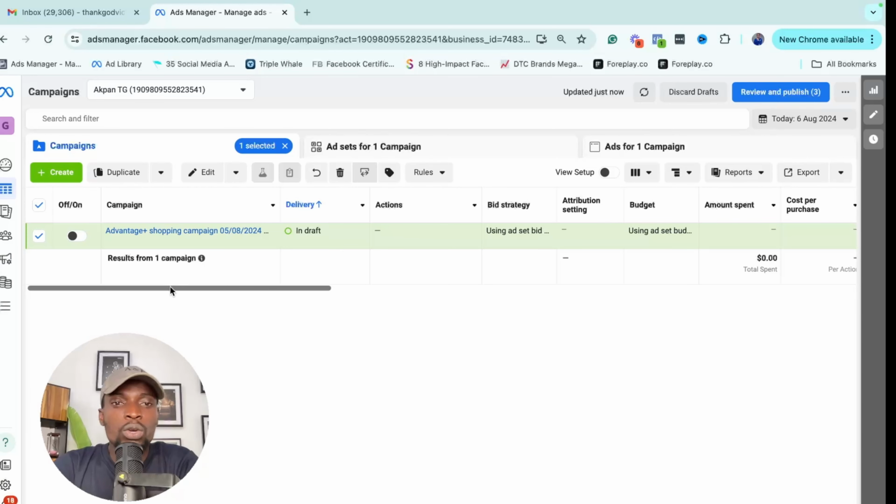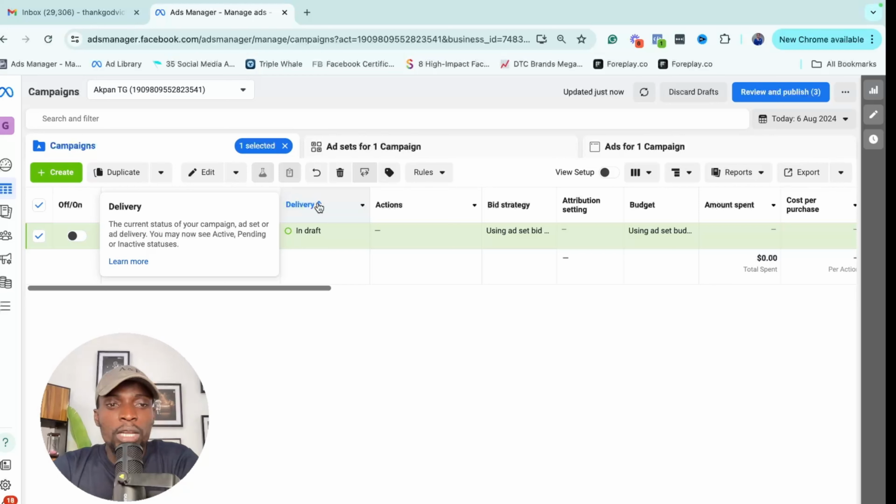Now, one key thing to look out for after that is the delivery. Now, a lot of people don't actually look at this, but it's very important when you run ads because it shows you the current status of your ad campaign.